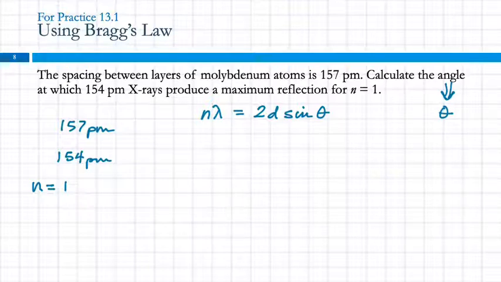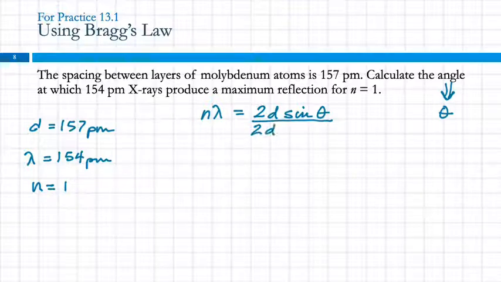So in this equation, we have the wavelength of the X-rays and we have the spacing between the layers. And so from the descriptions here, the spacing between layers is 157. So that's what D is. And when it says 154 picometer X-rays, that's referring to the wavelength of the X-rays. So that's lambda. So to find theta, we'll need to rearrange this equation.